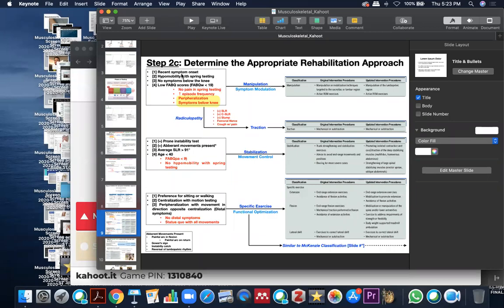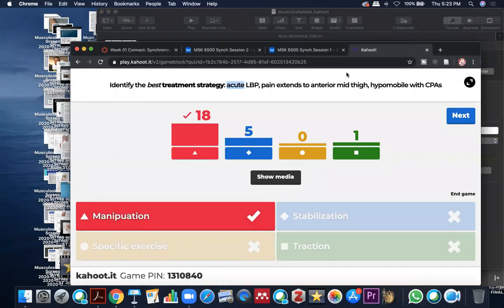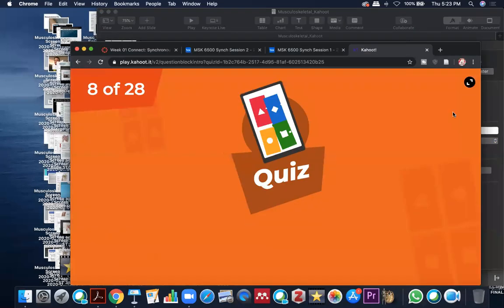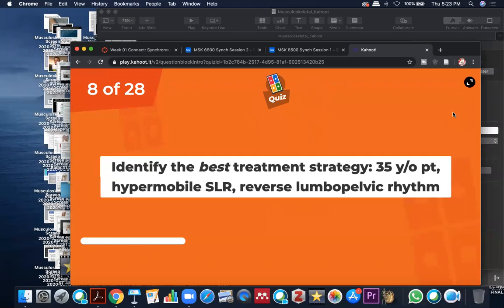So that's another one of those things, even though it's not the same word, the same concept. And it might actually be helpful when you're doing these questions to just take a longer time and do it a few words at a time. As you go word by word, ask yourself, does it fit one of those factors on here or in the PowerPoints? So hopefully that helps. I think there's one more of those. 35-year-old patient, hypermobile SLR, and reverse lumbopelvic rhythm.